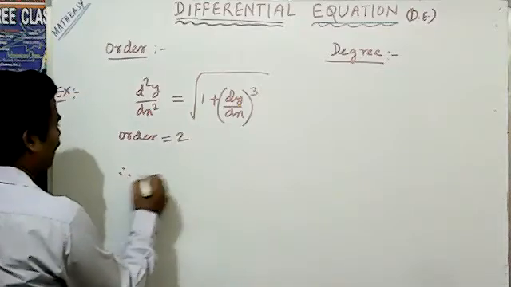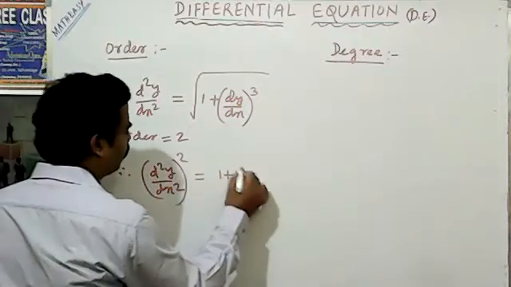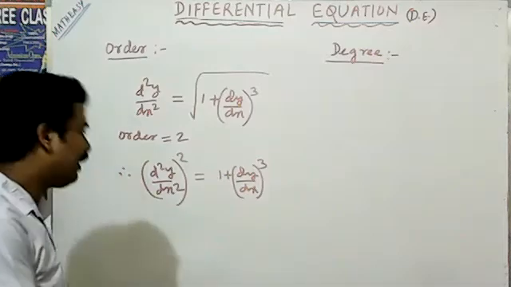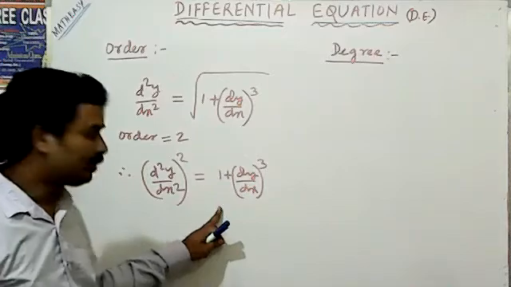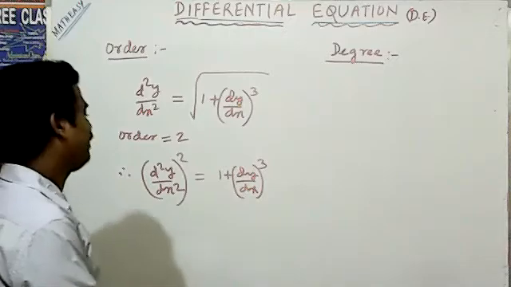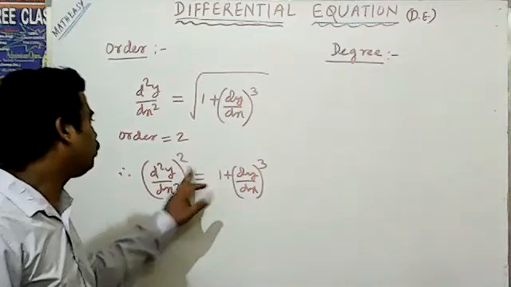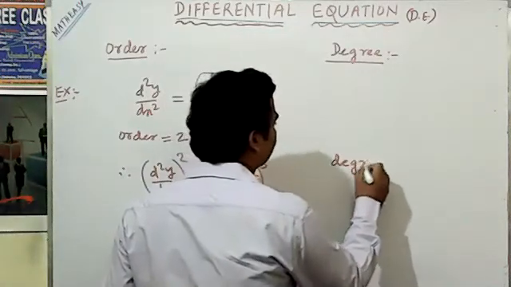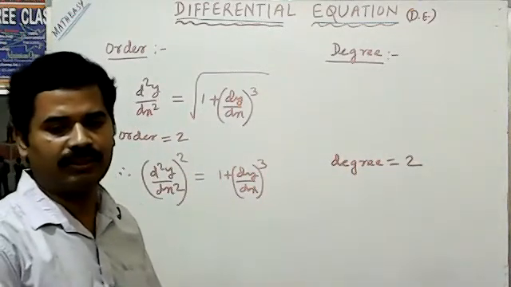After rearranging, d square y by dx square, whole square, is equal to 1 plus dy by dx whole cube. So after rearrangement, the differential equation is converted to a polynomial differential equation. At that time, we can find out the degree of the differential equation. Here the degree of the differential equation is what? That is equal to 2, meaning its power is equal to 2 here. So the degree of the differential equation is 2.